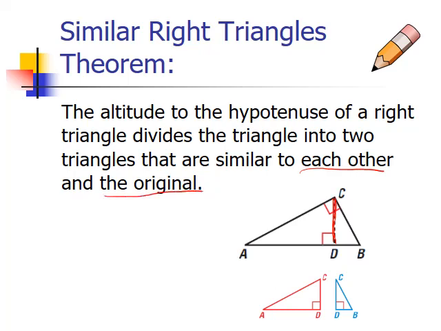So this altitude, or the side length CD, divides the triangle ACB into two littler triangles, our red triangle here and our blue triangle here. And the blue, red, and the black triangle are all going to be similar to each other. The two small ones are similar to each other and the original one when they're added together. So this theorem will come in handy when we set up some proportions for our problems.